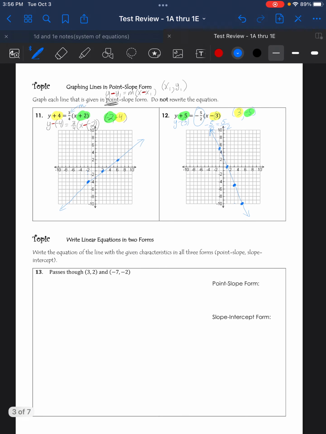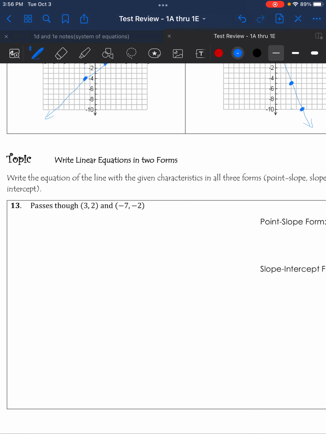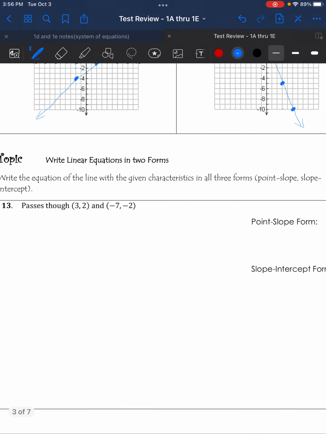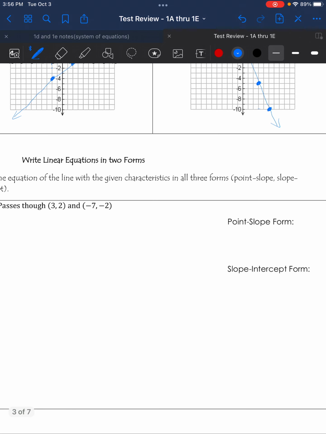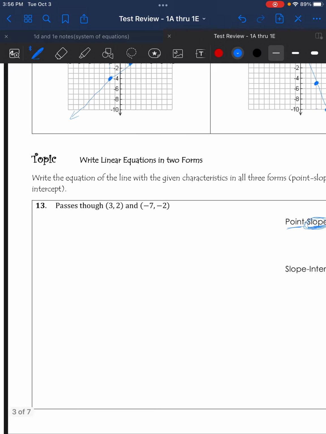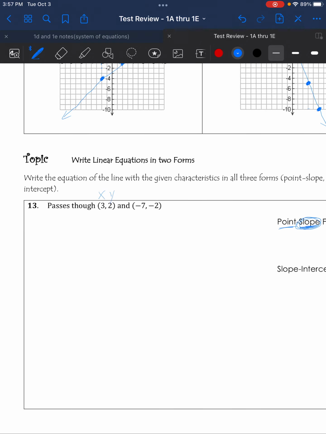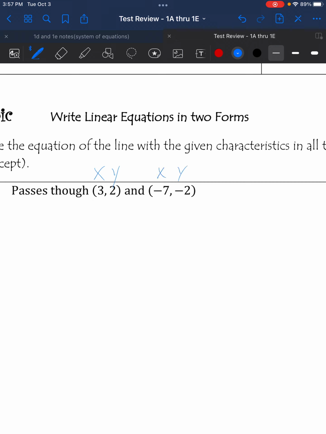All right, moving on. 13. I've got to find an equation that passes through those 2 points. It looks like I'm going to go with point slope form first. So first thing I'm going to do is get my slope. To get my slope, I need the slope formula: y2 minus y1 over x2 minus x1.